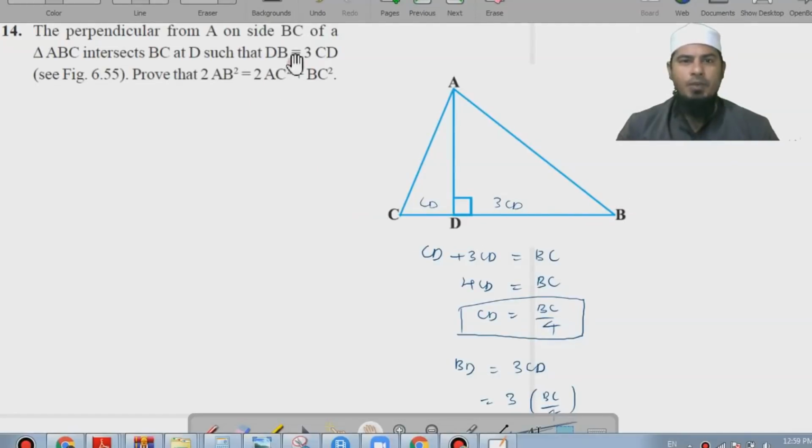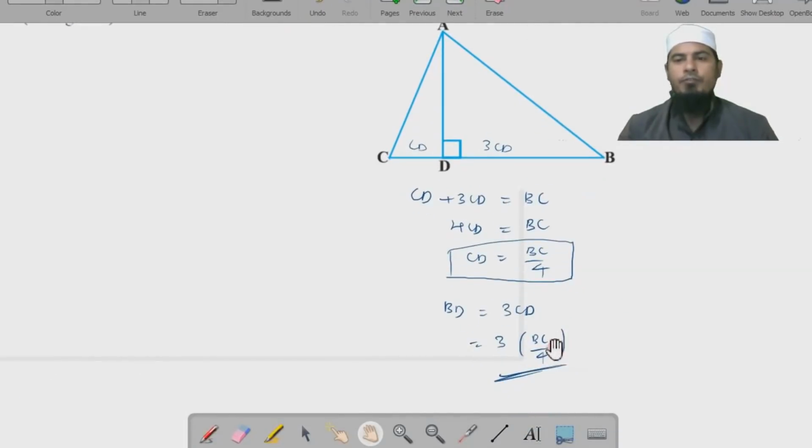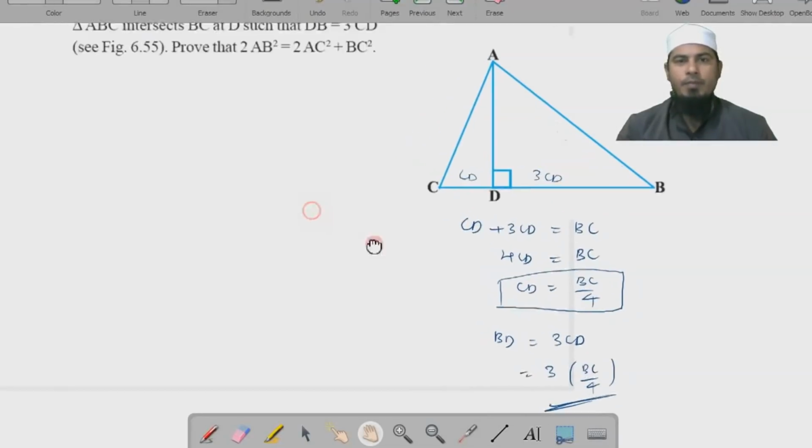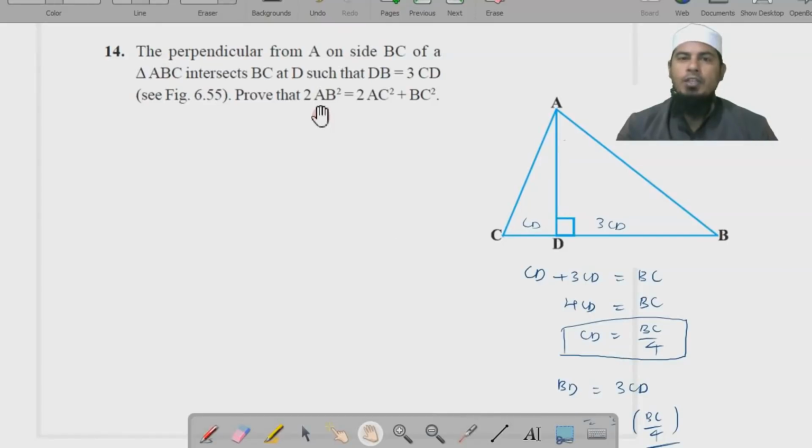As given in the question, DB is equal to 3CD. If we write DB is 3CD as well as CD is CD only, when we add them, we will get BC. Each CD value and BD value in terms of BC, we got as BC by 4 and 3BC by 4. Now, our technique is to apply Pythagoras theorem in this right angle triangle and get AB square as the LHS, and simplify whatever the RHS terms are, to get the answer. Let us see the proof of this now.